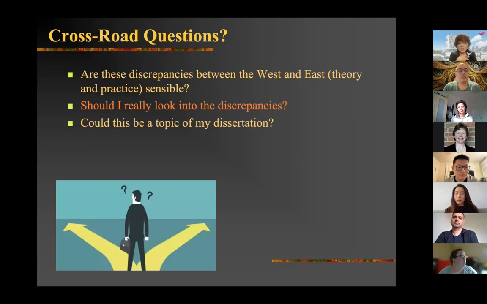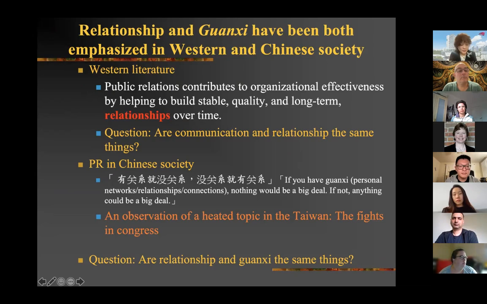This crossroad question was actually a puzzle to me. And just as Alvin suggested, I indeed thought hard about several questions like this. One is that in the Western theory, it says that public relations contributes to organizational effectiveness by helping to build stable, quality, long-term relationships over time. If that is the case, and a lot of public relations theories at that time adopted communication theories as the groundwork to develop public relations theory, then are communication and relationship the same thing?